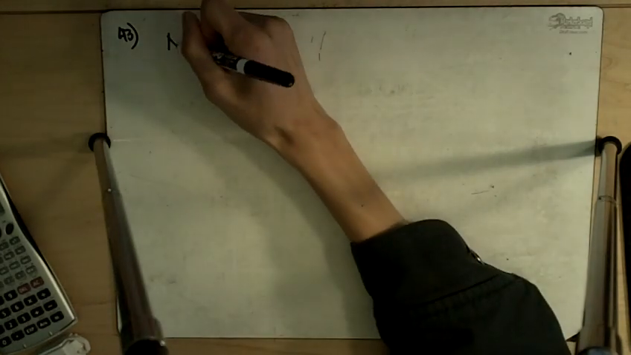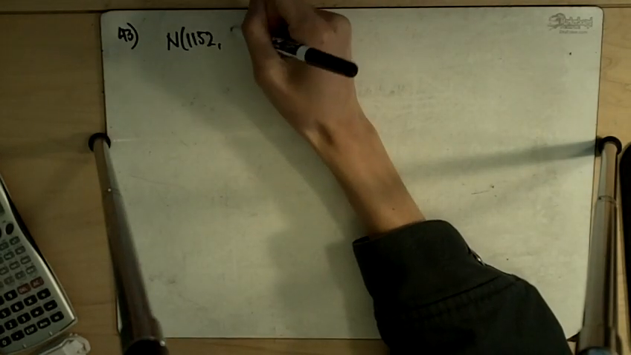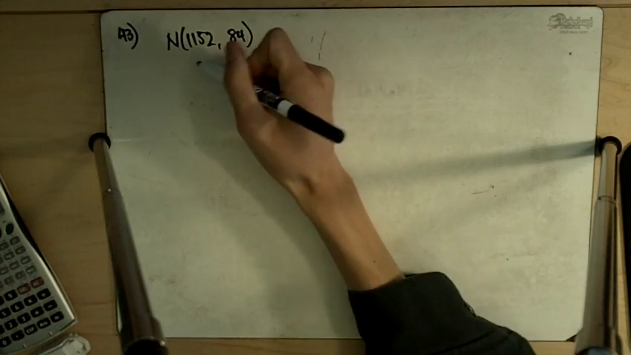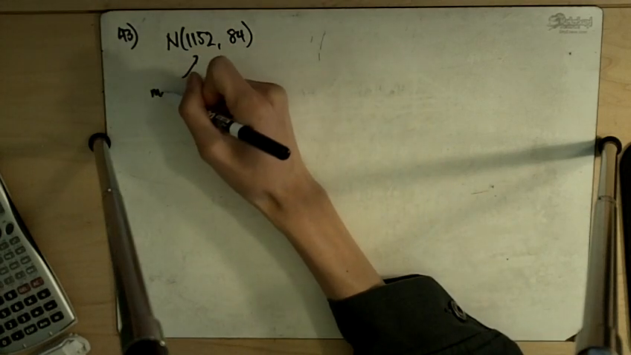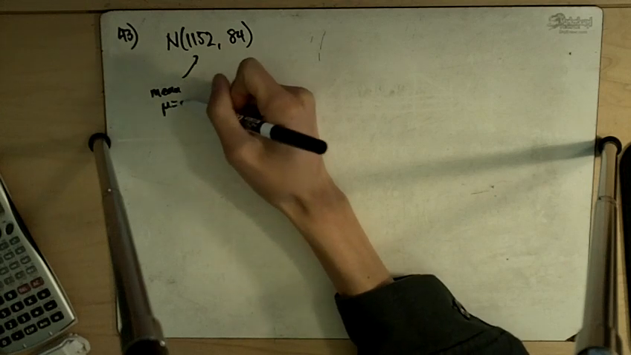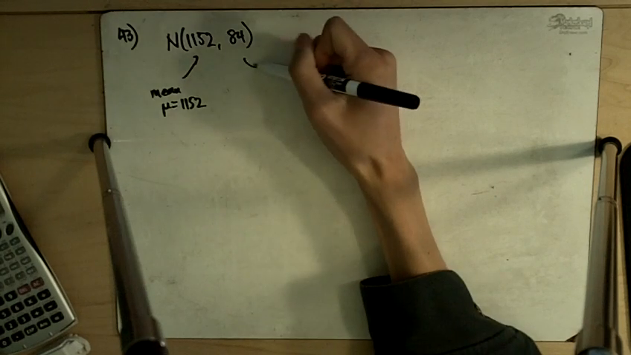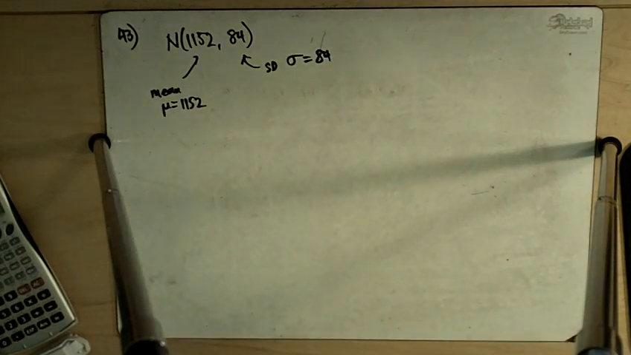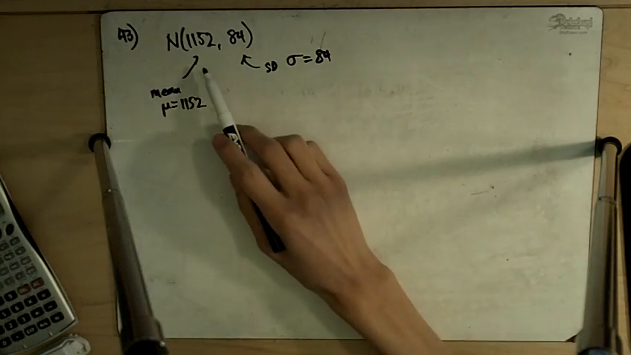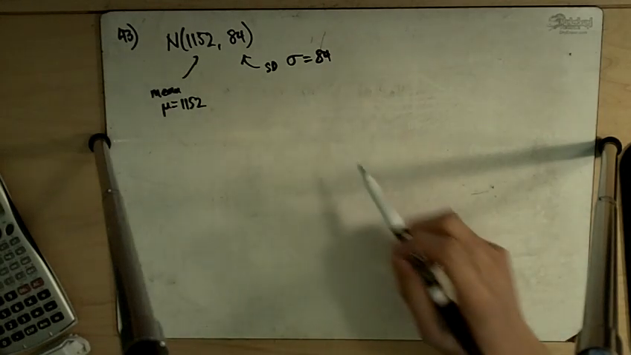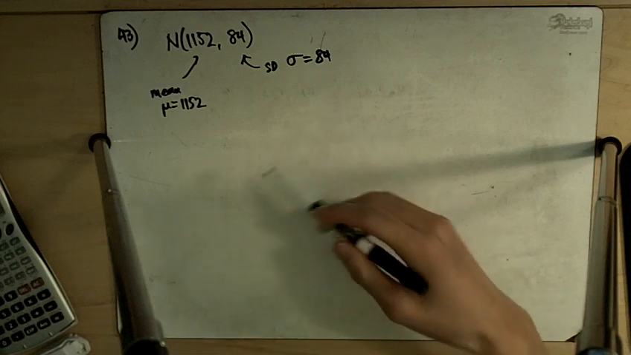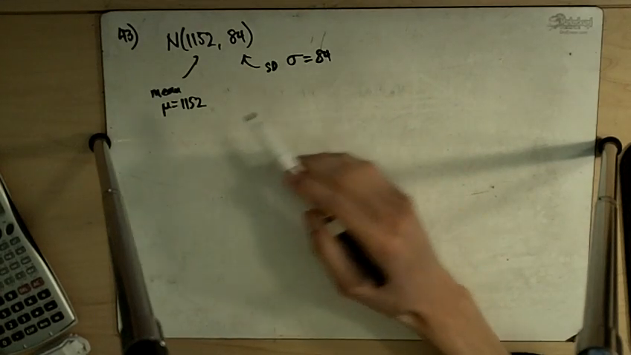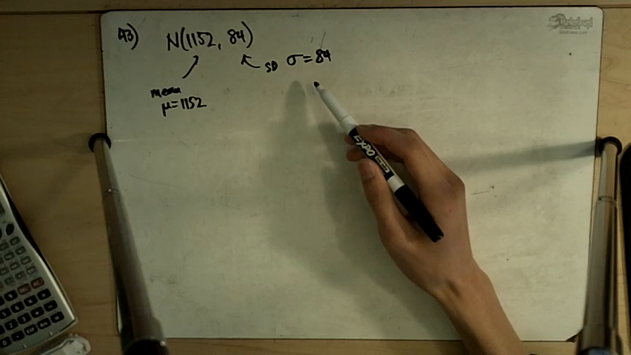Exercise 43 says normal cattle, using N(1152, 84). This is shorthand for saying that the mean, mu, is equal to 1152, and that the standard deviation, sigma, is equal to 84. It's just a shorthand way of saying this is a normal model with the mean 1152 and standard deviation 84.